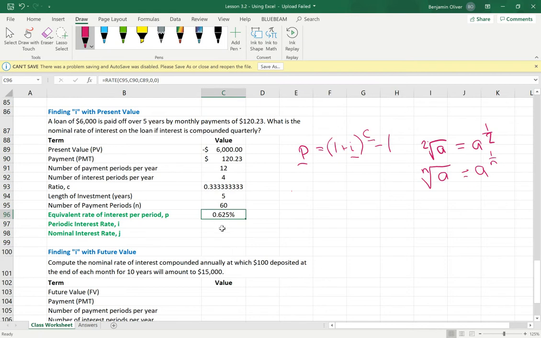Okay, so I'm going to use this to show you how to solve for i, and then what we're going to do is put that formula in here to solve for the periodic interest rate. So first we need this variable 1 plus i to the exponent c on its own. So we have to remove this minus 1 from the right side. So I'm going to add 1 to both sides. Okay, so we're left with 1 plus p equals 1 plus i, all to the exponent c. Now what I'm going to do is take the root to the order of c, whatever that ratio is, of both sides.